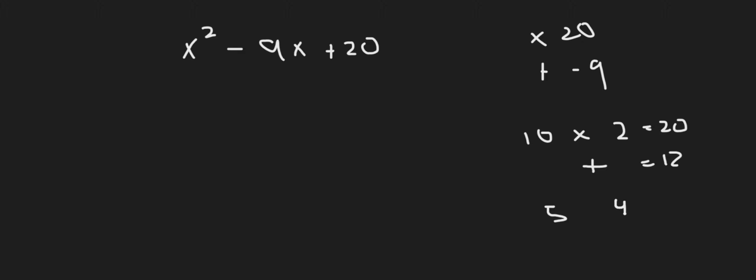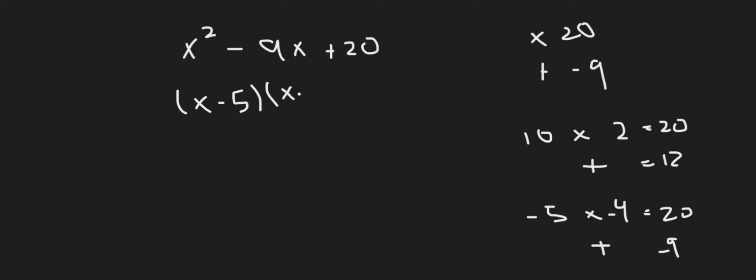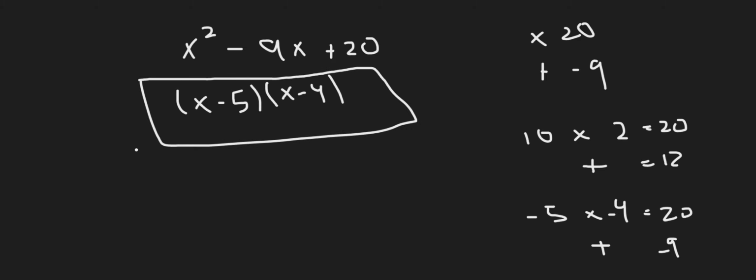So 10 and 2 multiplies to 20, but it adds to 12. That's not right. 5 and 4 seems to be right. It multiplies to 20 and adds to 9. Now we just have to get the negative in the right place. So now we have negative 5 and negative 4. So x minus 5, x minus 4. And now this has been factored too. It's as simple as that.